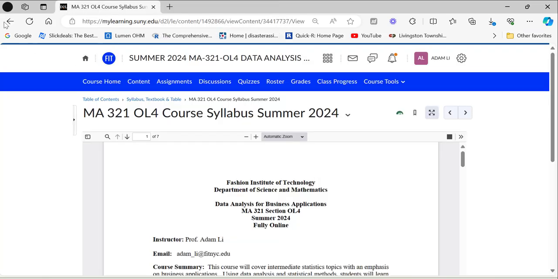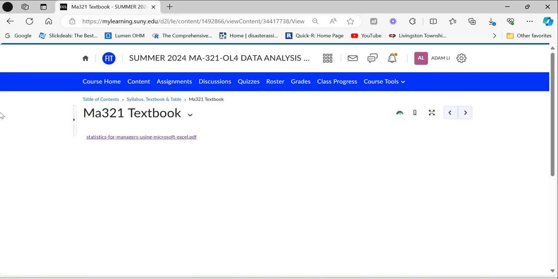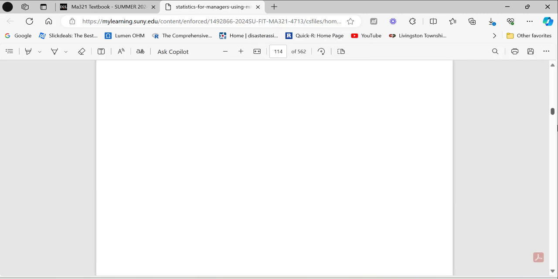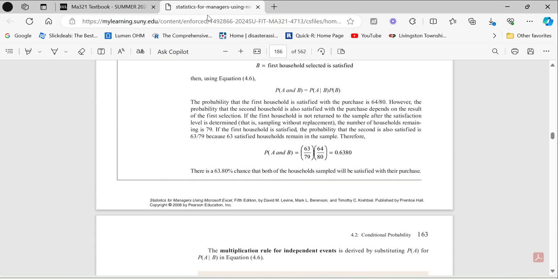Okay. And also I post the PDF file of the textbook. You can read through the textbook. It's a pretty good textbook. Yes. Then there's a link here. It says Statistics for Managers Using Microsoft Excel. You click on that. It will take you to the PDF file of the textbook. Again, you can run through this if you are interested in reading all the textbooks. Right? Yeah. So that's the textbook.